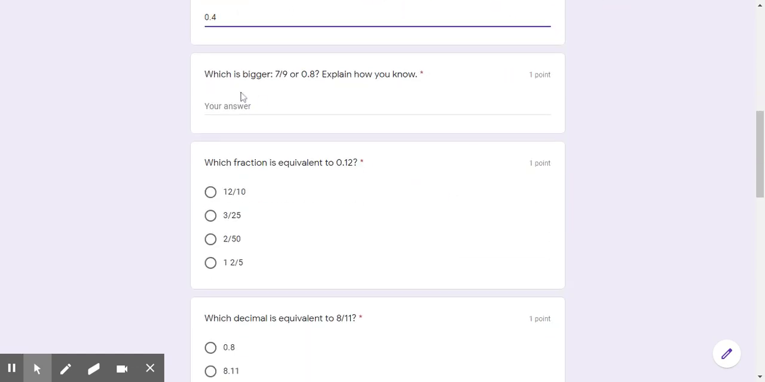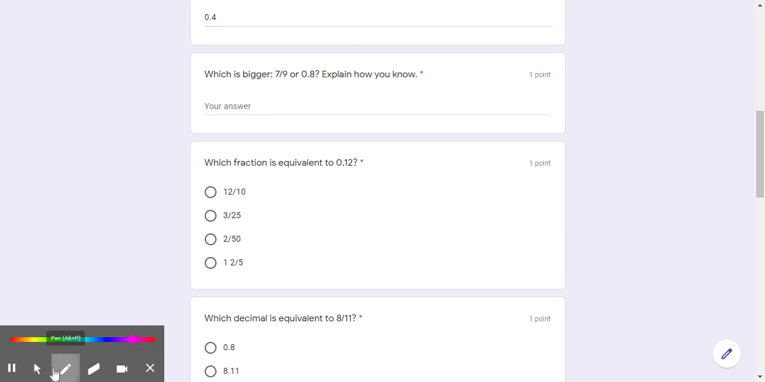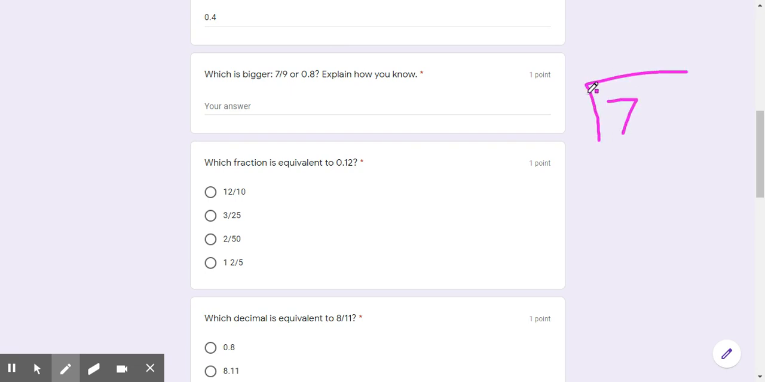Okay, this one says, which is bigger, 7/9 or 0.8? Explain how you know. Well, again, there are a bunch of different ways I can do this. I'm going to do kind of the same thing I just did, and I'm going to convert 7/9 into a decimal so I can compare these more easily. Comparing two decimals is pretty easy. So to convert 7/9 into a decimal, I'm going to do 7 divided by 9. I know it's going to be a decimal, so I'm going to add some zeros preemptively.